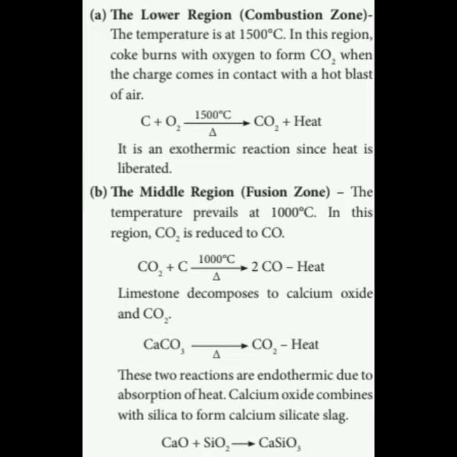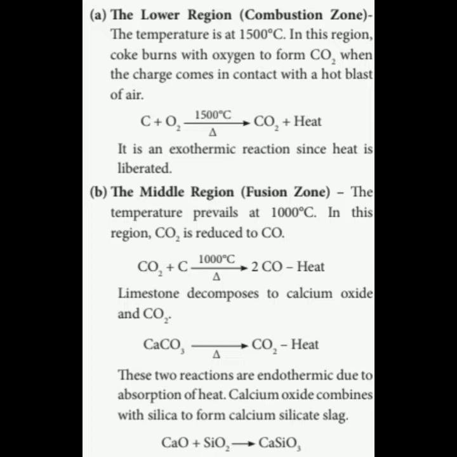In the second region, as we go upward toward the top, the middle region is the fusion zone. Combustion zone means burning with oxygen, and in the fusion zone the temperature is 1000 degrees Celsius. Because the high temperature is at the lower level, the temperature is reduced as it goes upward. In this region CO2 is reduced to CO. Reduced means removal of oxygen takes place, so CO2 plus C gives CO and heat.